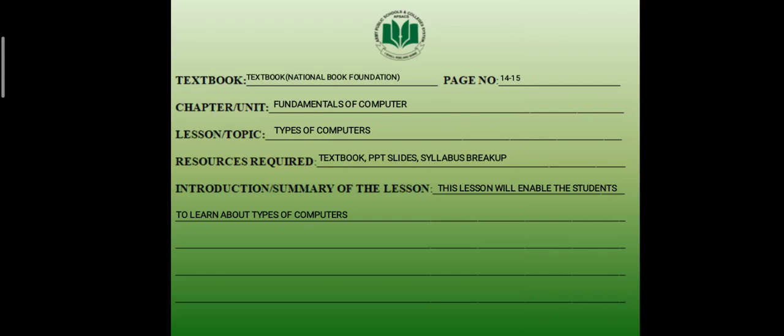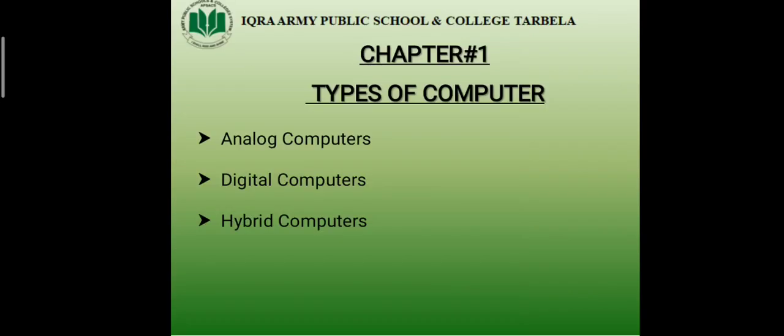Dear students, as you know, we have started chapter number 1, fundamentals of computers. Our today topic is types of computers. Today we will discuss the types of computer on the basis of data representation, processing, input and output. There are basically three types of computer on this basis. These three types are analog computers, digital computers and hybrid computers. Now we will discuss all these types one by one.